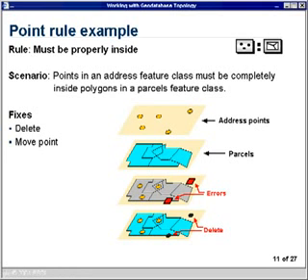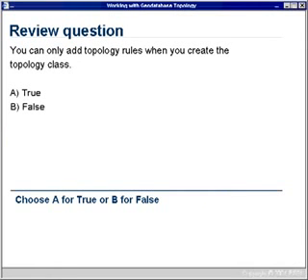So what can we do if we have these problems? We can go ahead and do some fixes. We can either delete the points or move the points to a new location if we know where they should be. So now I have a review question for you.